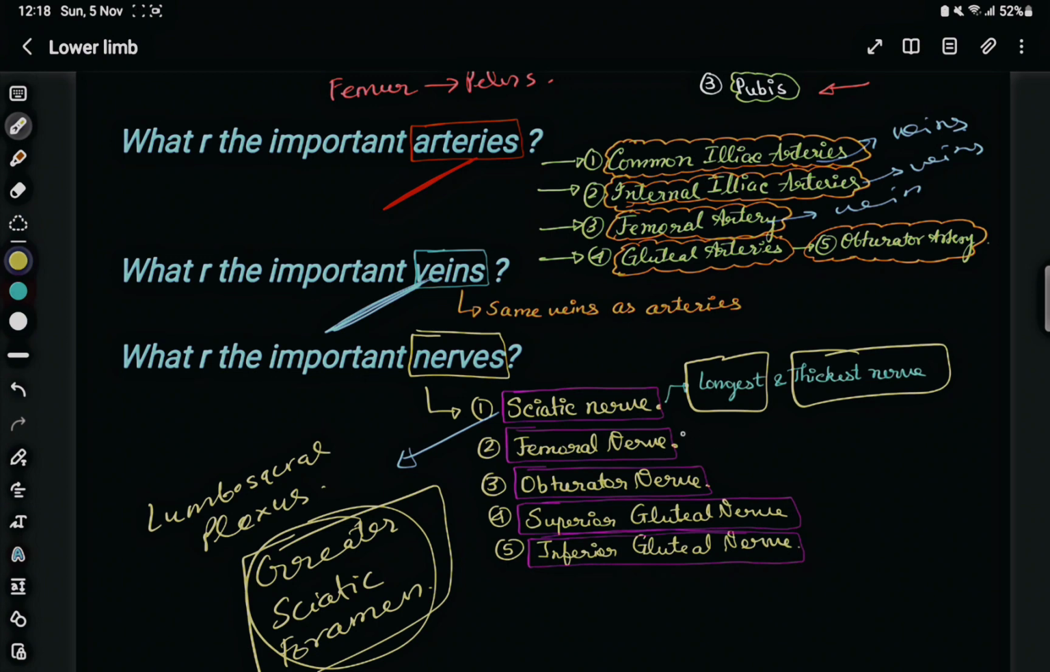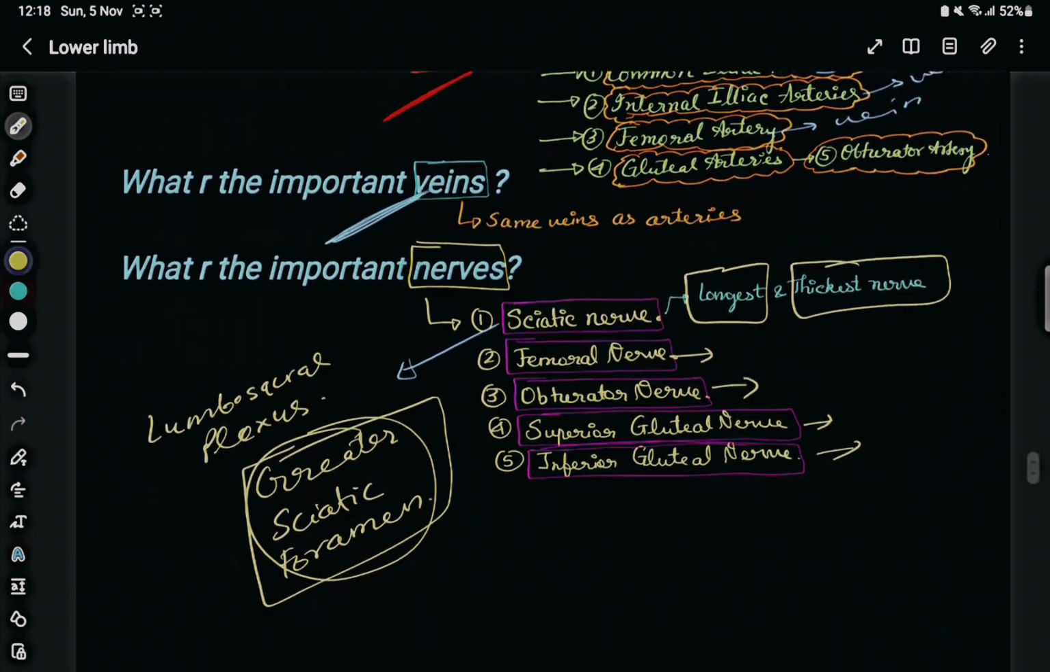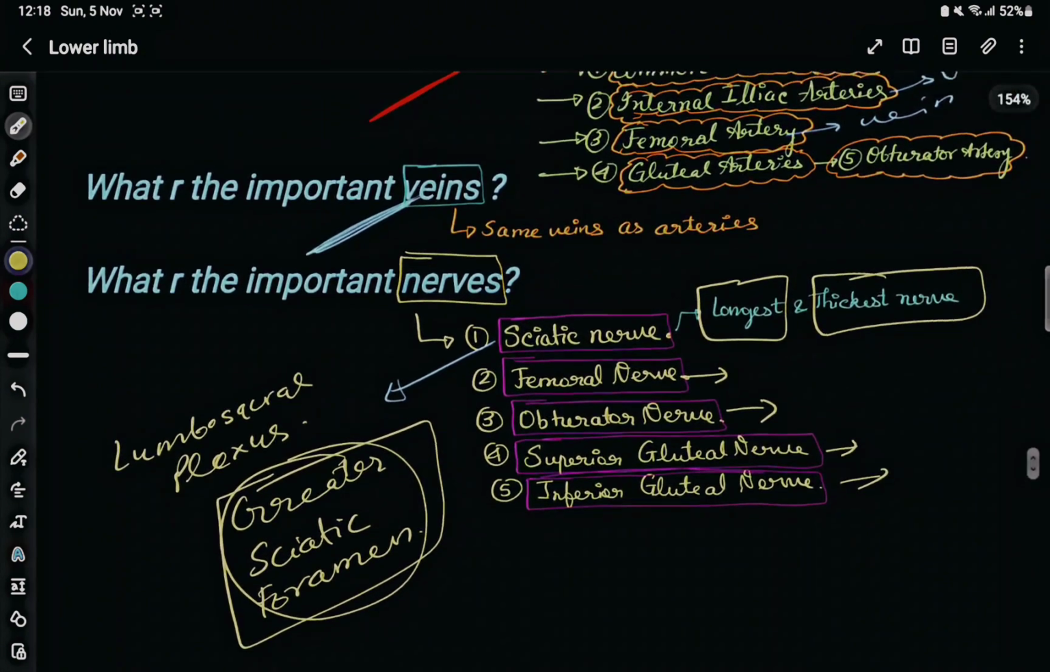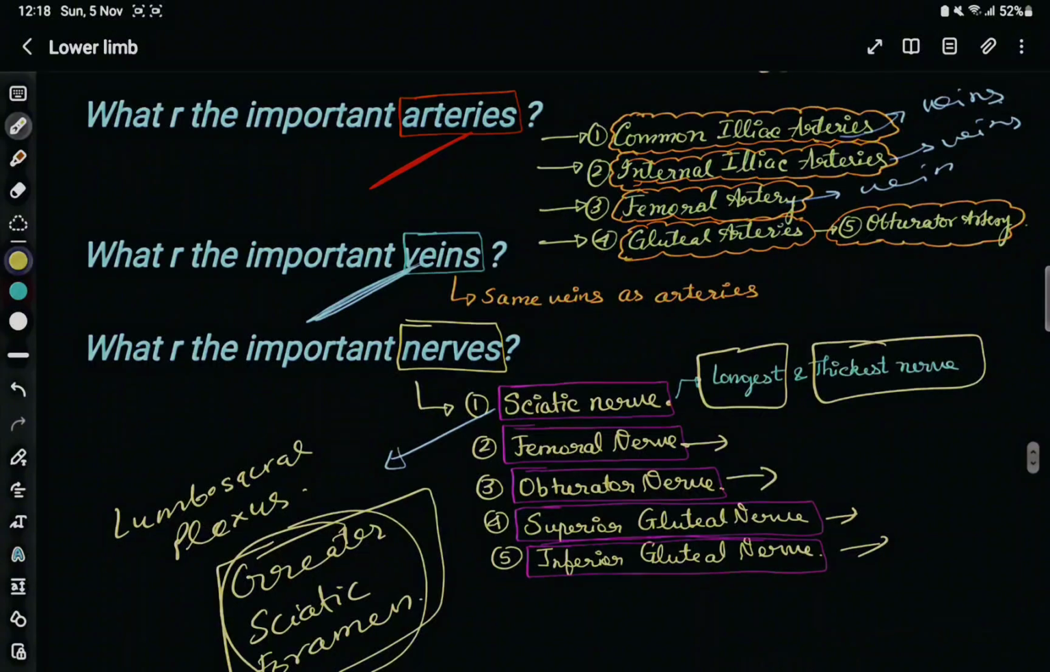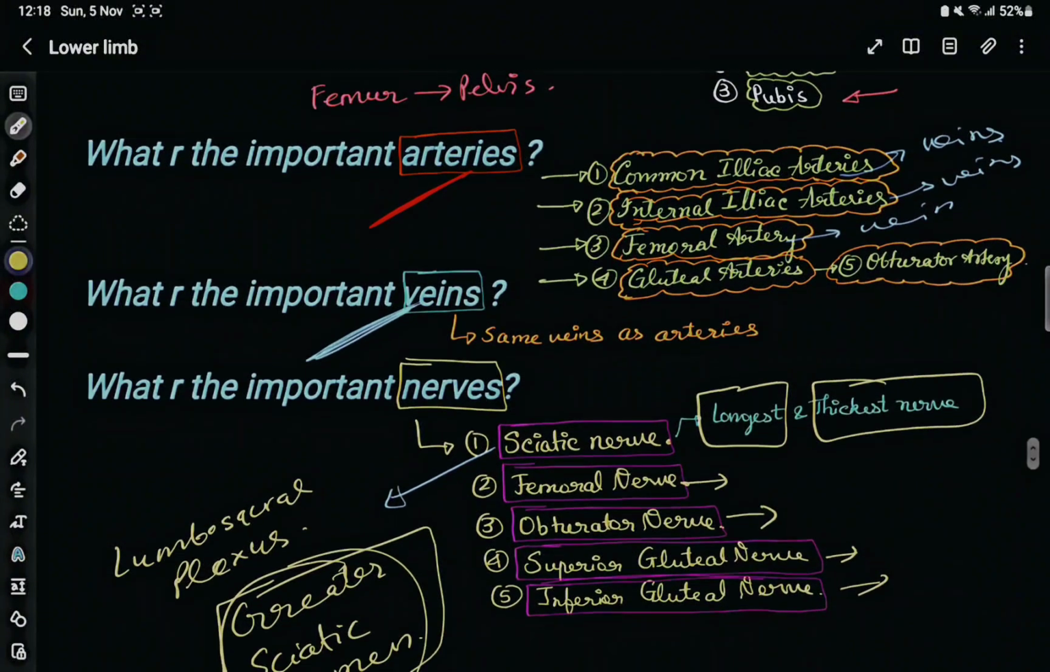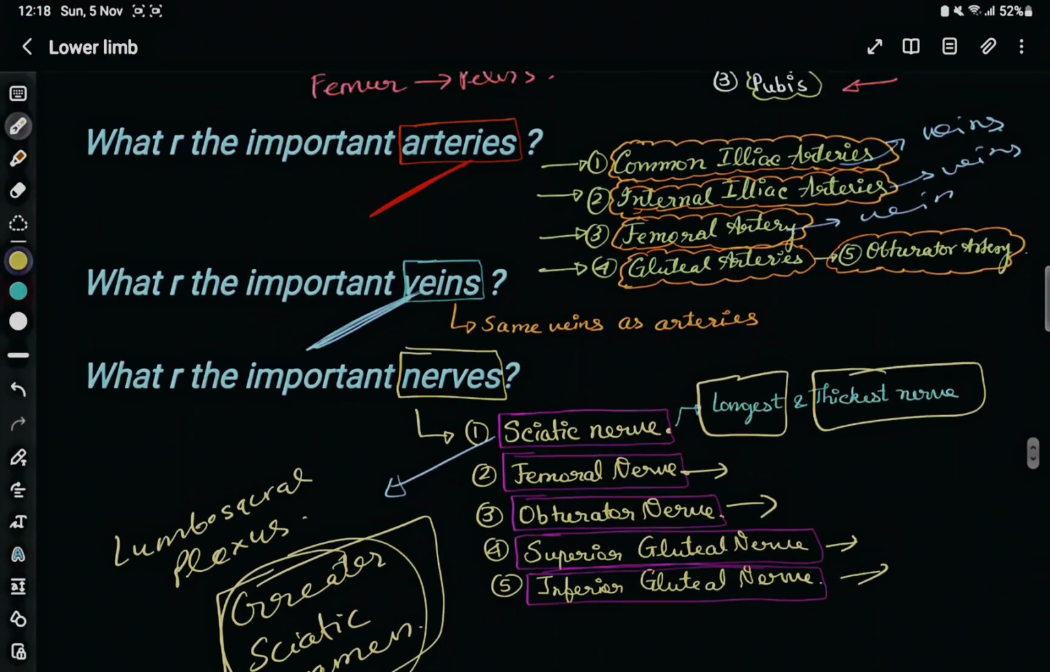Now we come to the femoral nerve. We will discuss later. One by one we will discuss, and I will create a playlist where there will be a description for each one of the nerves, so don't worry. Femoral nerve, obturator nerve, superior gluteal nerve, inferior gluteal nerve. So just take it down, it will help you out. Take all these down, or take a screenshot, take a photo, something. It will help you out in the exam.